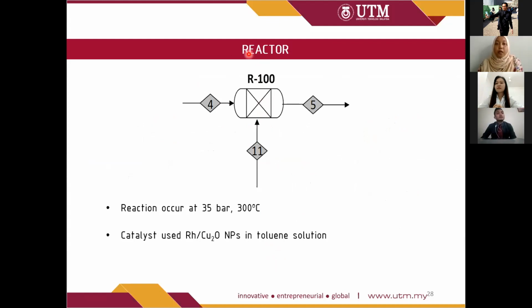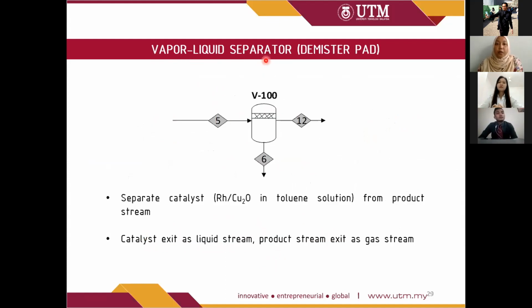So for the main equipment, first the reactor. The reaction will occur in a plug flow reactor at 35 bar and 300 degrees C. The catalyst we use is rhodium copper oxide in nanoparticle size, in toluene solution. Next, we will use a vapor liquid separator, in this case a demister pad. We will use the demister pad to strictly separate the catalyst solution and our product stream. The catalyst will exit as a liquid stream here, and the product stream will exit here as a gas stream.